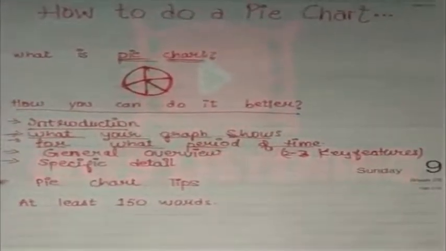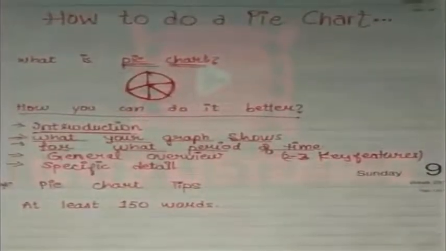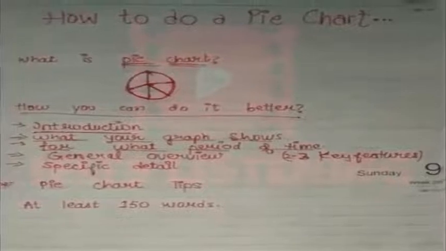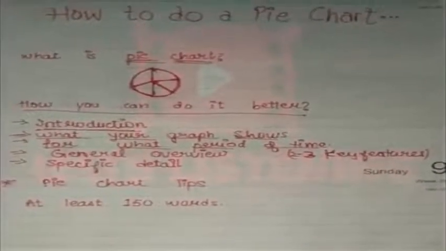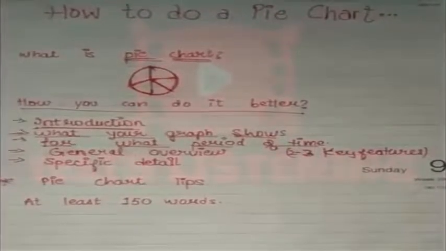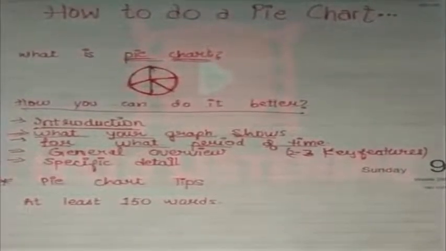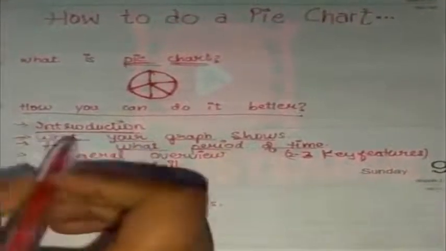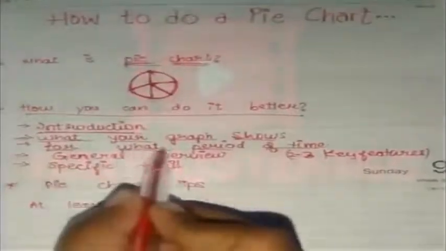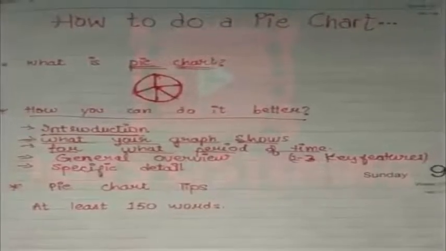So the first part is the introduction. The first paragraph you write is an introduction. The introduction is 1 or 2 sentences where you introduce your chart. In the introduction, you have to paraphrase the information from your question and mention 2 important things. Those things are what your graph shows and for what period of time. So you have to tell in the introduction what your graph shows and for what period of time.